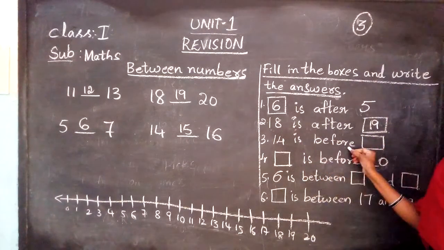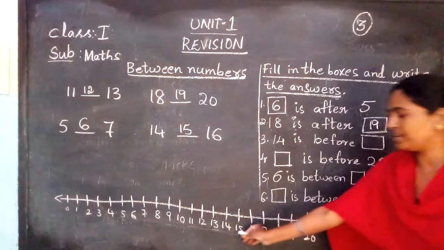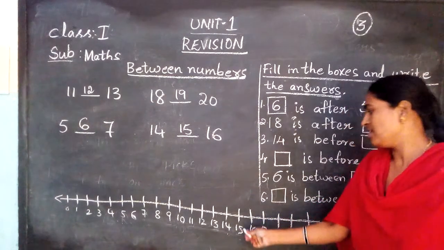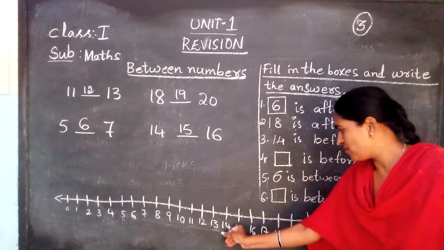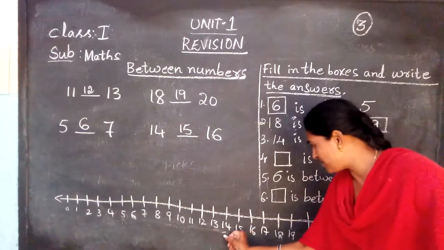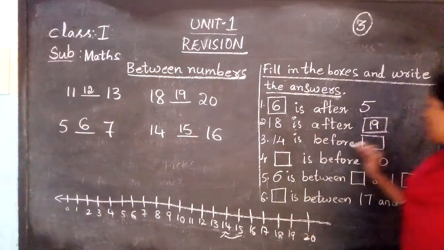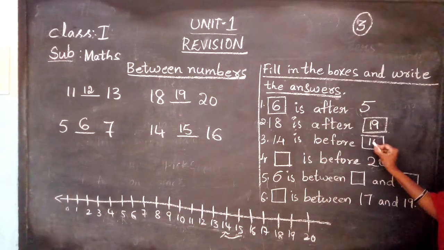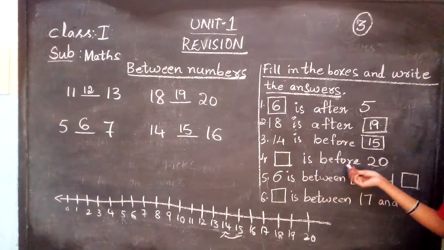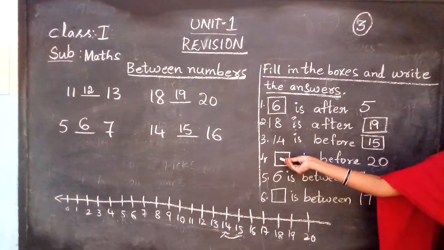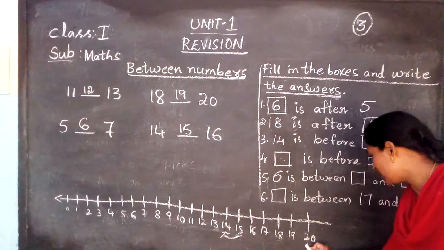14 is before. Look at the number line. Where is the number 14 in the number line? Which number before it is there? Yes, 15 before 14 is there. What will come here? 15. Yes. Dash is before 20. Before 20, what will come? 19.